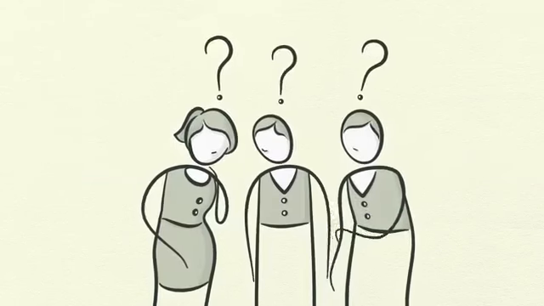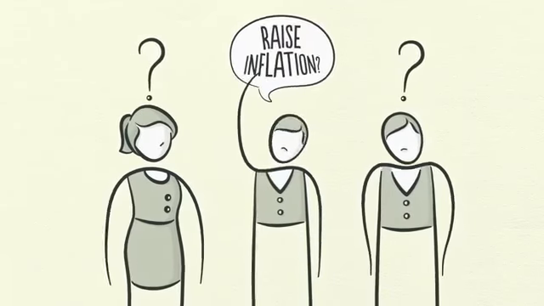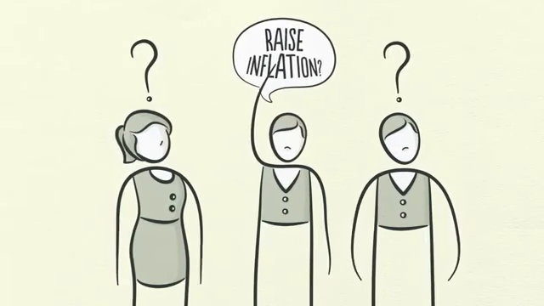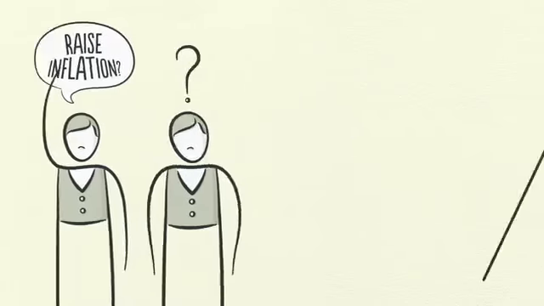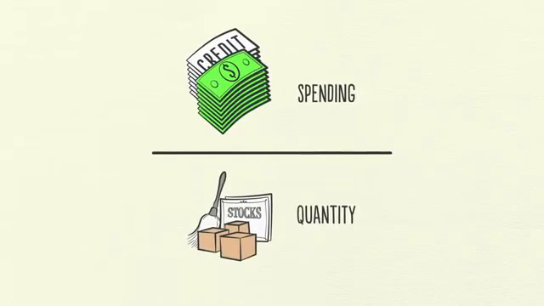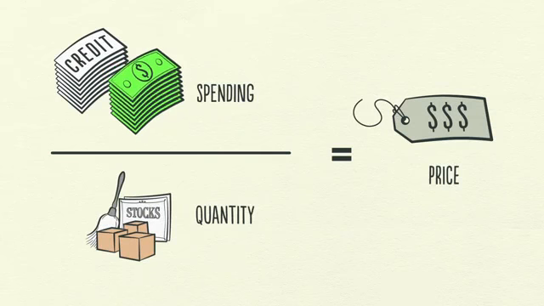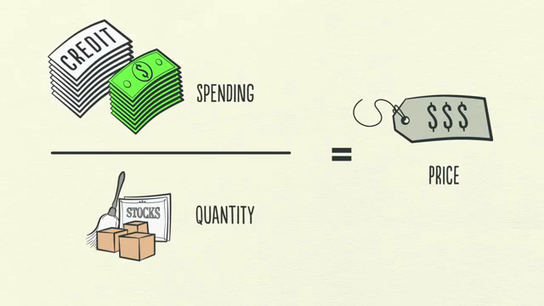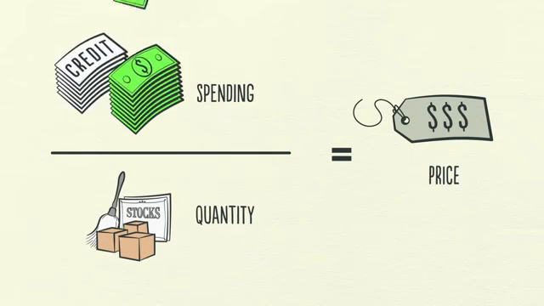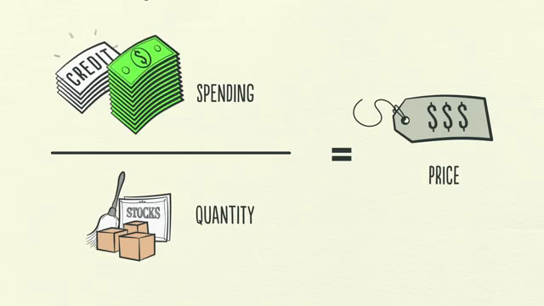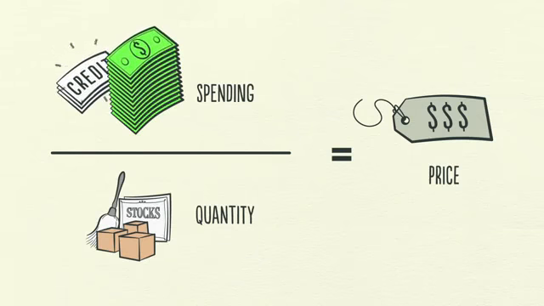People ask if printing money will raise inflation. It won't if it offsets falling credit. Remember, spending is what matters. A dollar of spending paid for with money has the same effect on price as a dollar of spending paid for with credit. By printing money, the central bank can make up for the disappearance of credit with an increase in the amount of money.